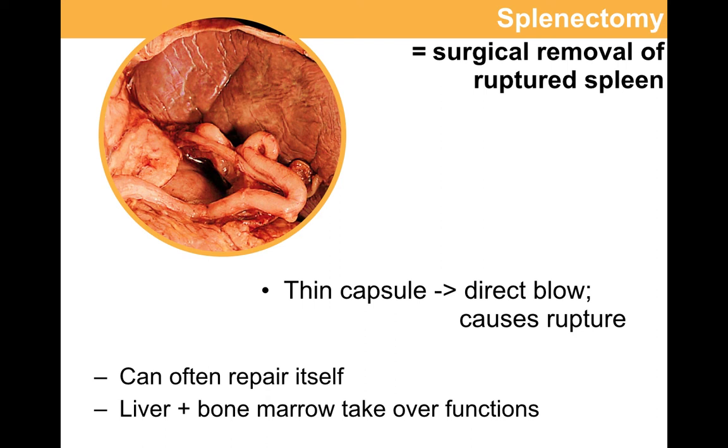If, however, spleen must be removed, liver and bone marrow can take over most of its functions, so there is a backup system in place.